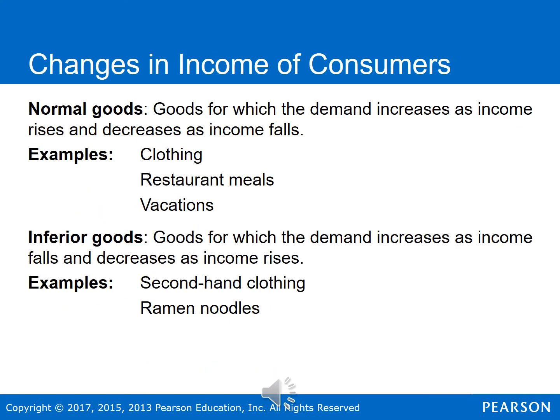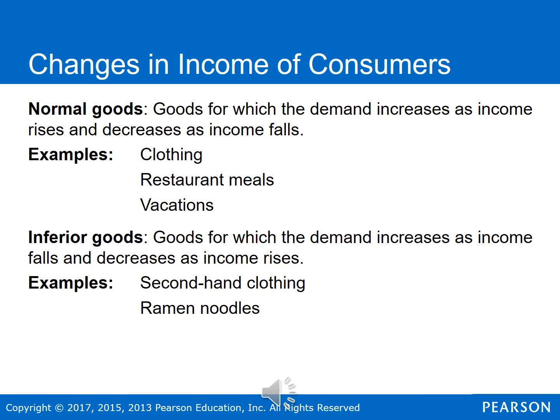And over the next several slides, we'll talk about each of these in turn. First, let's look at changes in income of consumers. So typically we would expect that when a person's income increases, they'll be more willing and able to buy goods or services. That's going to be true for almost every good. We call these normal goods. Normal goods are, by definition, goods for which the demand increases as people's income rises and decreases as their income falls. These are pretty much any good you'll purchase, like brand new clothing, restaurant meals, vacations, things like that.